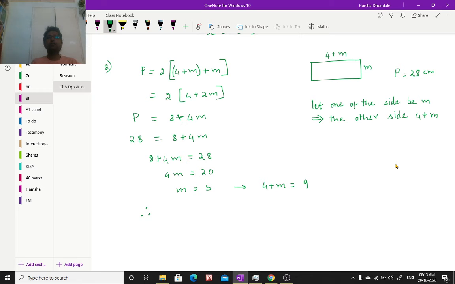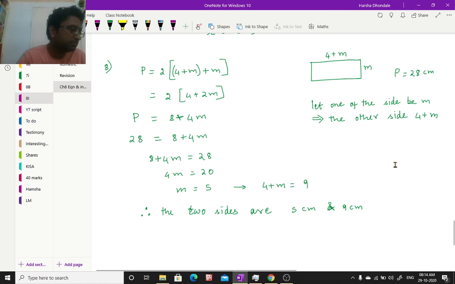Therefore the two sides are 5 centimeter and 9 centimeters. Please do not forget that unit, centimeter.